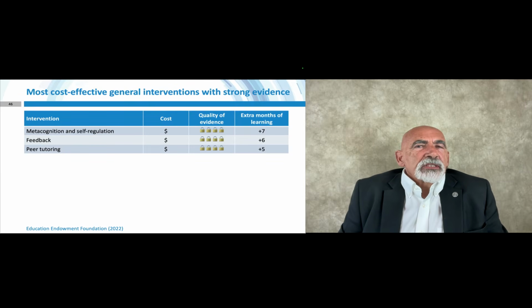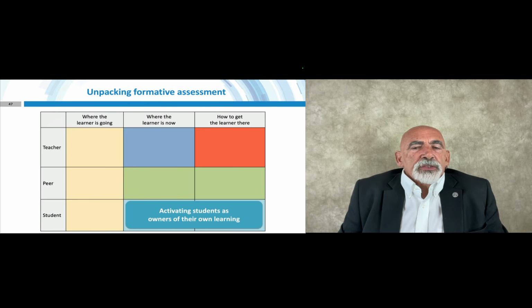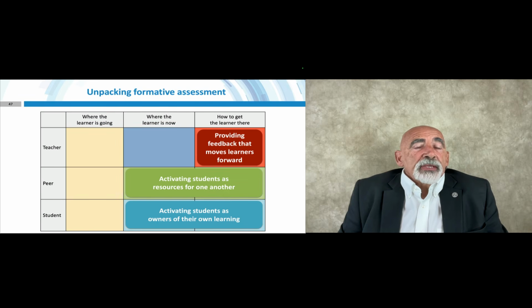How does that relate to formative assessment? Well, what was the first one? Self-regulated learning. What was the second one? Feedback. What was the third one? Peer tutoring. So the 3 most cost-effective generic strategies, well supported by research evidence, for closing achievement gaps are 3 of the 5 strategies of formative assessment.